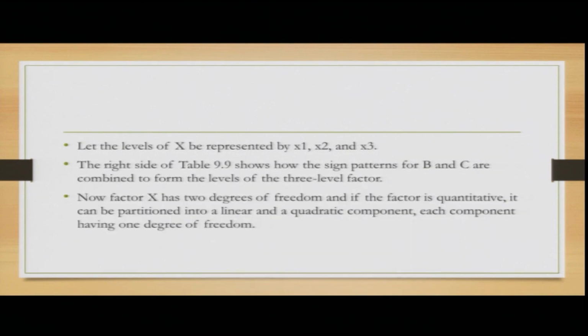Let the levels of x be represented as I said, x1, x2, x3, x4. The right side shows that the sign patterns of B and C are combined to form the levels of this 3 level factor. Now, factor x has 2 degrees of freedom, and if the factor is quantitative, it can be partitioned into a linear and quadratic component, each component having 1 degree of freedom, and calculations can be done accordingly.